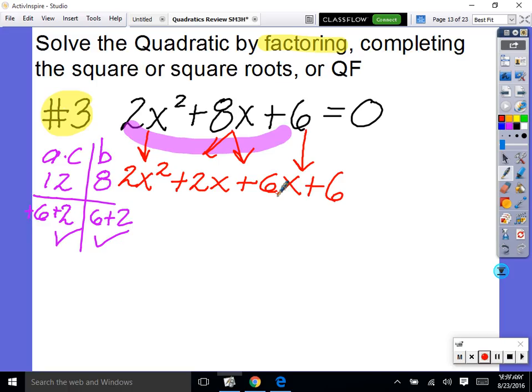Now look, 1, 2, 3, 4 terms. If we have 4 terms, we factor now by grouping, they call it. So we're going to group the first 2 terms.